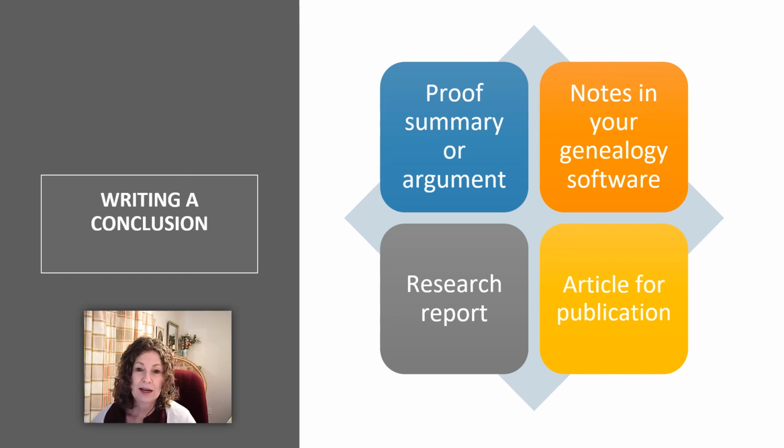You could be writing a proof summary or argument. Generally, this is after you've done several iterations of a research project. You might have several research reports that you put together to form a proof argument. And especially if you're working with DNA, it may take several phases of a research project to get to proof. Maybe you just want to write some notes in your genealogy software about what you've found. And that proof argument that you write could become an article for publication in one of the genealogy journals.